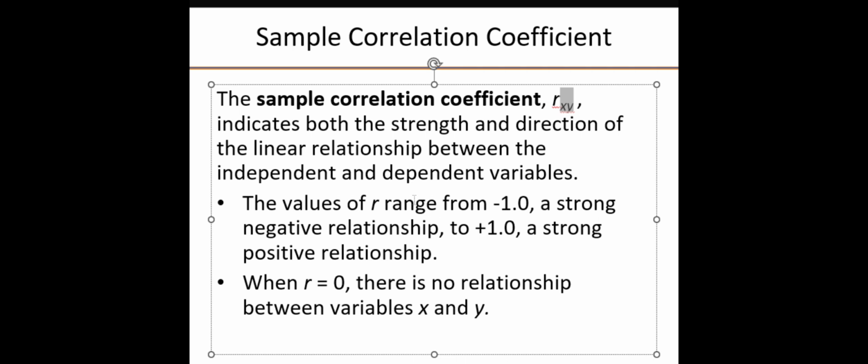When R is negative, that means that the higher the levels of the first variable, the lower the other one. So they go in opposite directions. If it's positive, then the relationship is in the same direction. The higher the level of this value, the higher the level of the other value. And then the strength here. R is a measure of strength, from 0 to 100%.